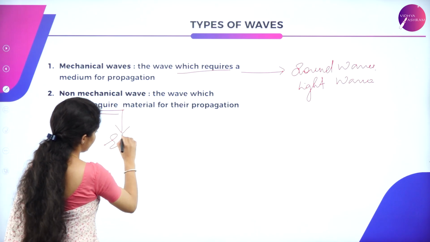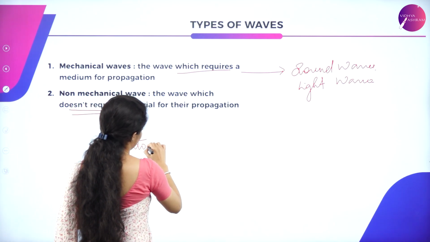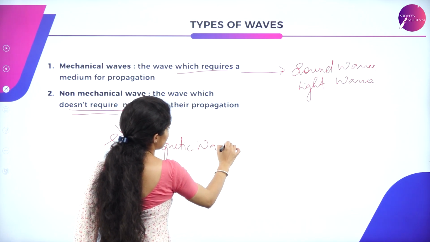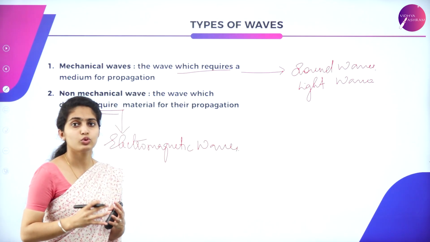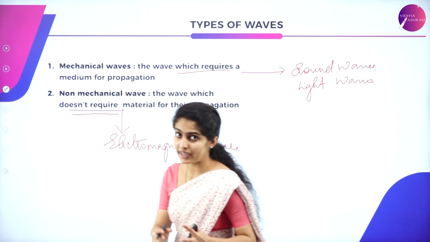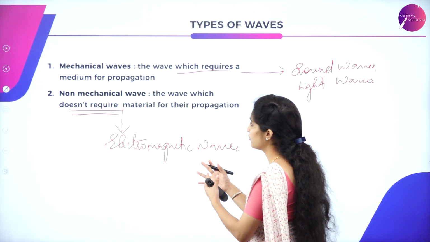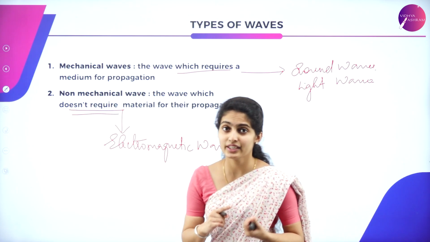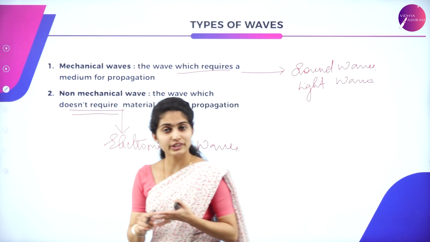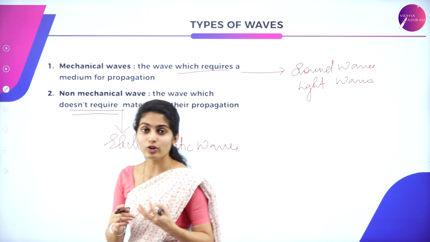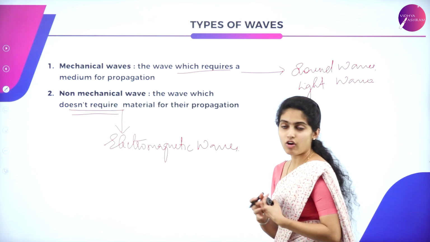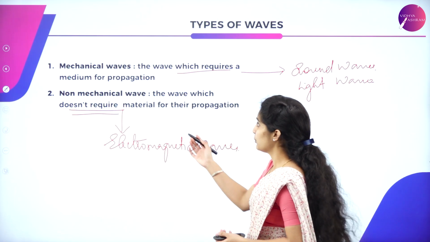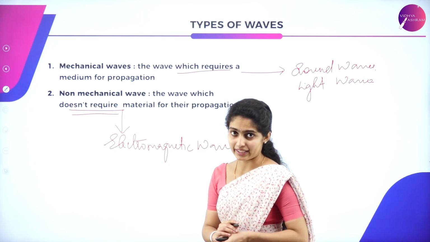electromagnetic waves. So these non-mechanical waves are also known as electromagnetic waves. Why? Because the waves which do not require material medium for their propagation can be ultraviolet rays, radio waves, microwaves, visible light, infrared radiations, all these come under electromagnetic waves. So that's all about your mechanical waves and non-mechanical waves.